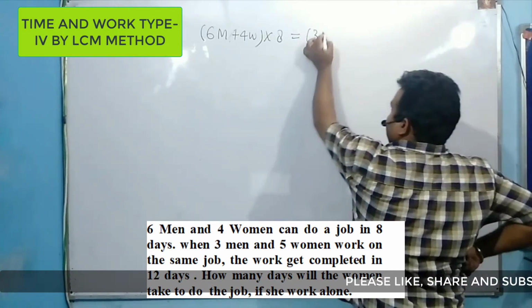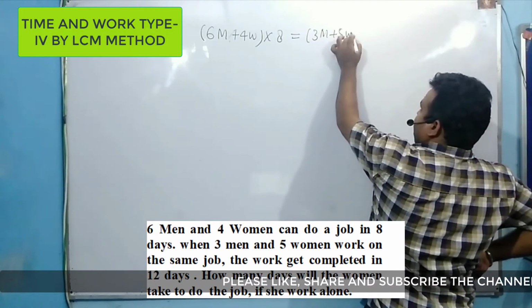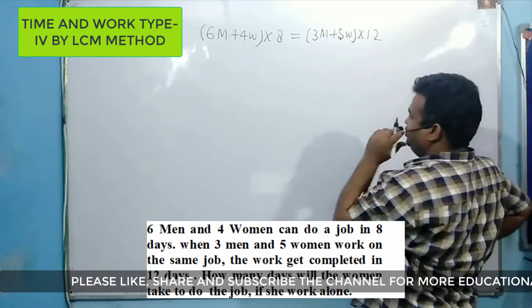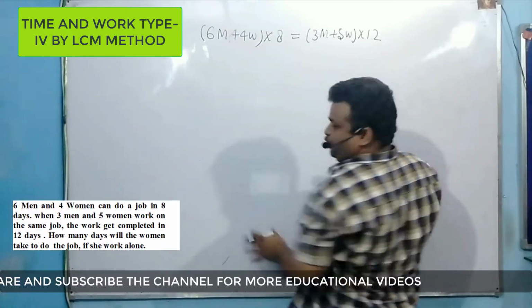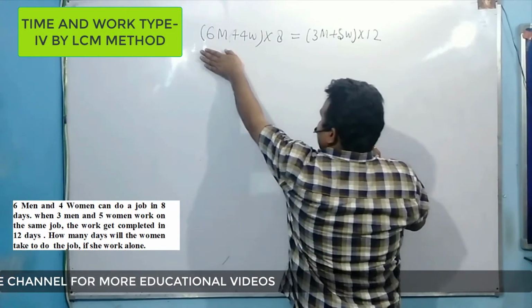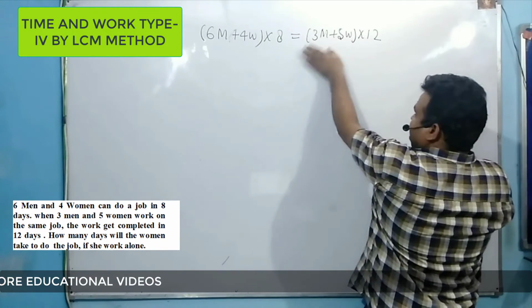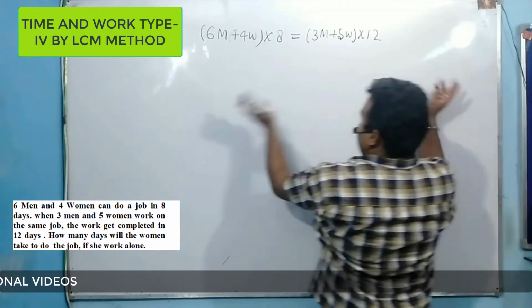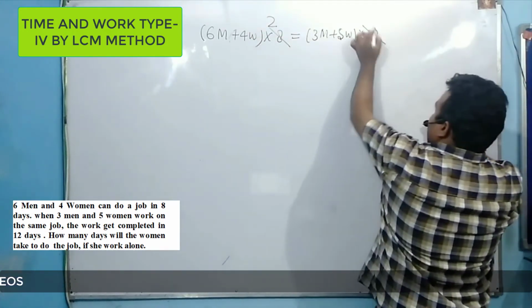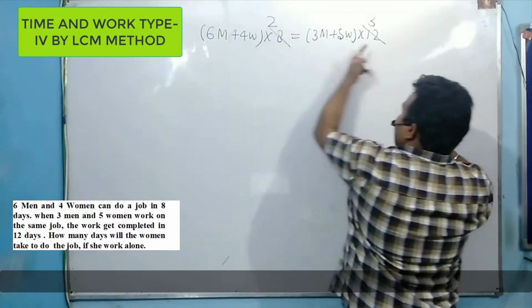3 men and 5 women do the same job in 12 days. Now, I can equate the total work done by 6 men and 4 women in 8 days and 3 men plus 5 women in 12 days. So, I can equate both. 4 2s are 8... 4 3s are 12, 4 3s are 12.